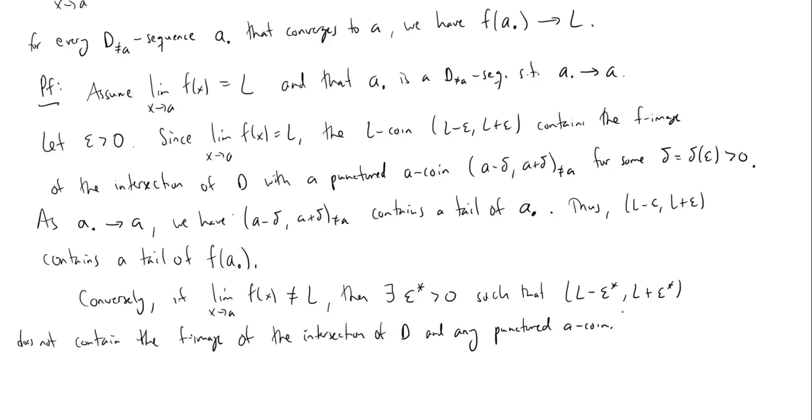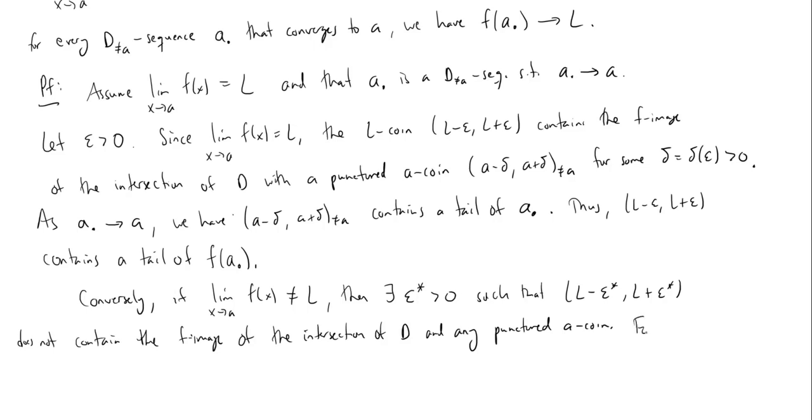Okay, so remember, if the limit is equal to L, then for every L coin, there would be some punctured A coin whose intersection with D has the property that when you apply F to it, it lies in the L coin. If the limit does not equal L, then there must be at least one L coin for which there is no punctured A coin that will work. All right, so we have such an L coin now. Okay, fine.